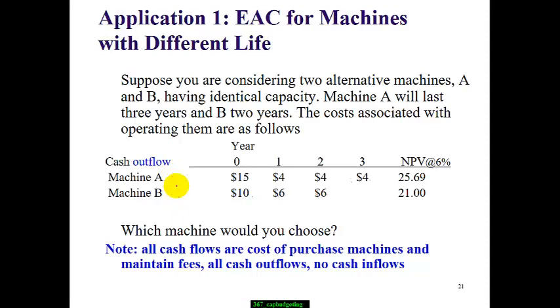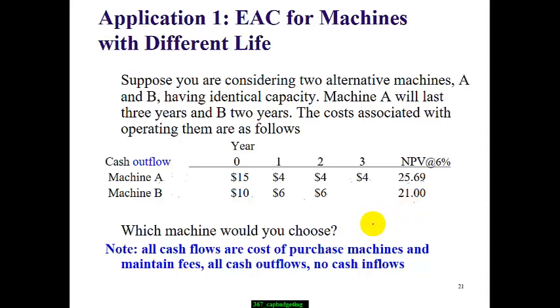It's hard to say. For machine A, the total net present value of the 3-year spending is $25.69, while for machine B, the total net present value cost is $21. So it seems like B is cheaper. However, B only lasts for 2 years, so we have to replace it more frequently. So we cannot compare these directly because they have different terms.